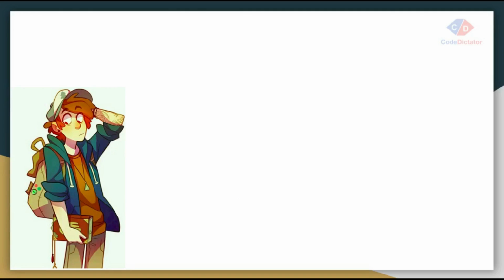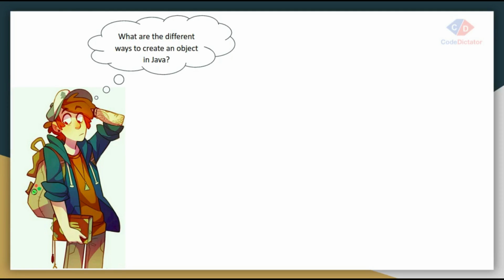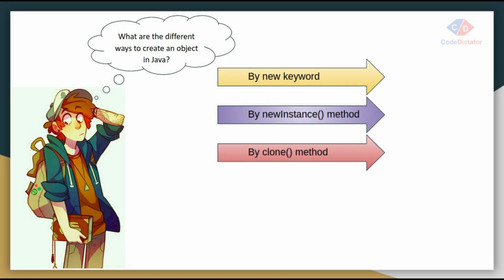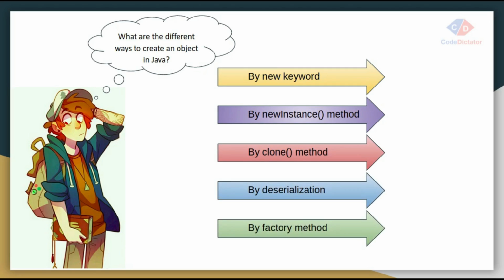Okay, so we learned a lot of things about objects, but what are the other ways to create an object? Let's understand one by one. One is using the new keyword. Mostly we prefer the new keyword, but there are n number of ways. One is using the newInstance method, using the clone method, using deserialization, and using a factory method. For this concept the scope is only till the new keyword, but in future we are going to learn all the other parts.